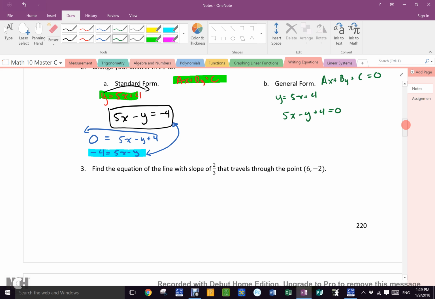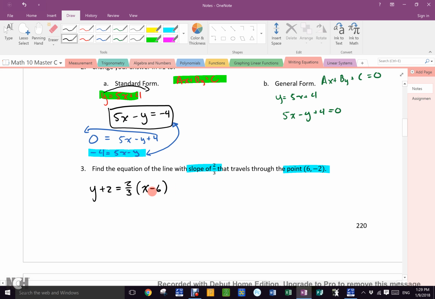Which form should we use? Point slope. Why? I got a slope and I got a point. So y minus y. Well, y minus minus 2. What is that? Y plus 2 equals, what's my slope? 2/3 x minus 6. Everyone cool? Was everyone able to do that? If you didn't write it yourself, you just copied mine, that's fine as long as you understand why. Is everybody good with that? Or do I need to go into a little more detail?